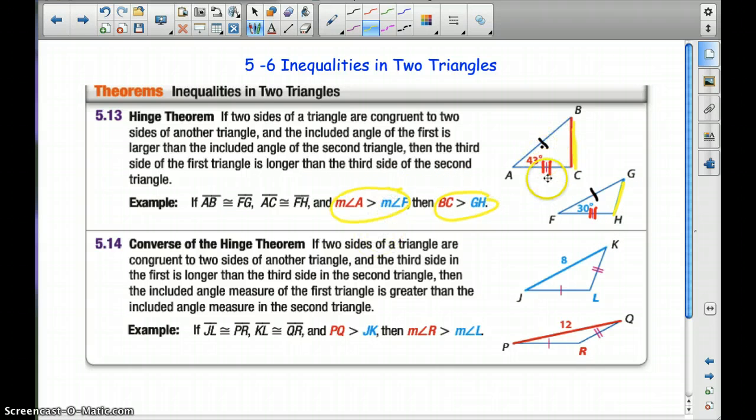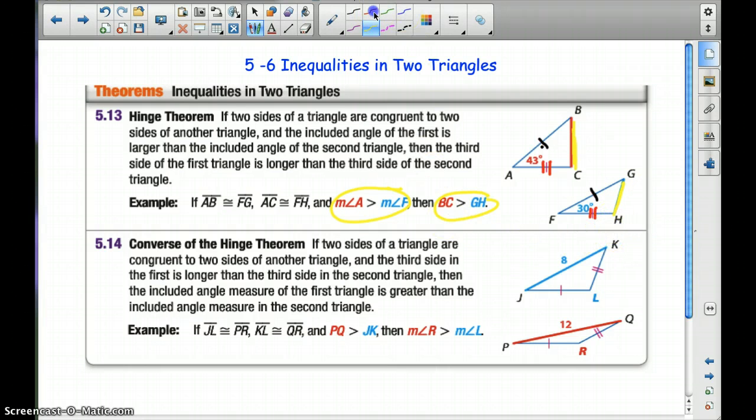If we have 2 congruent sides and this angle in between those 2 congruent sides is bigger than the other angle, then we can assume that this side is bigger than the other side, the opposite side of the other triangle. Okay?